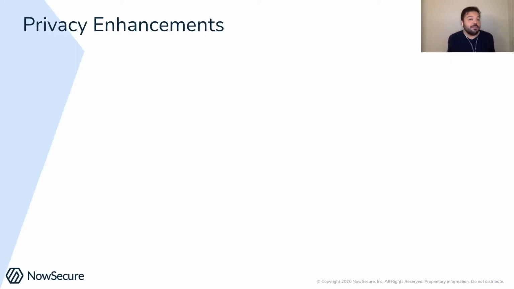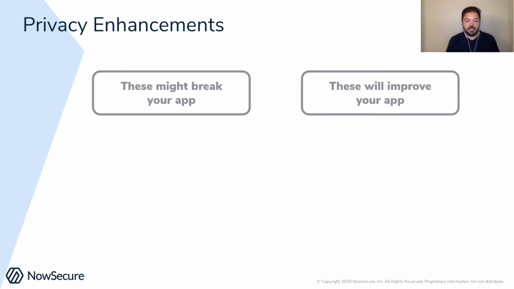It wouldn't be a new version of iOS without talking about privacy enhancements. And I think privacy and security are so close nowadays. There are a lot of things that are kind of like, well, that's kind of security, that's kind of privacy. But I think it's really easy to break up these privacy enhancements into two categories. And I'm going to say that they go into things that might break your app and things that will improve your app. What do I mean by things that might break your app?